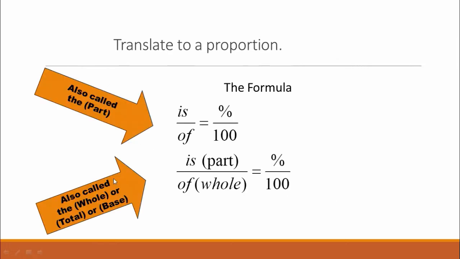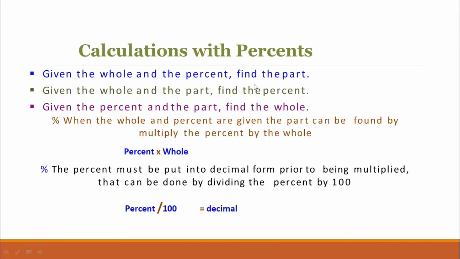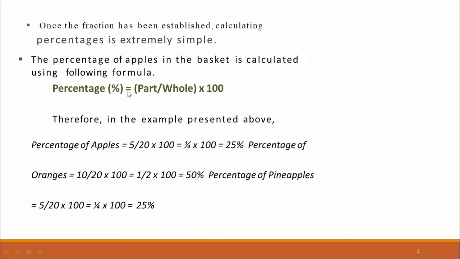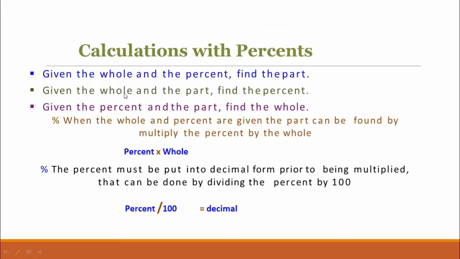Now, to translate the proportional, dear students, using the previous formula, as I have already told you: percentage can be found by part divided by whole multiplied by 100. So this formula can be written as percentage divided by 100 is equal to part divided by whole.